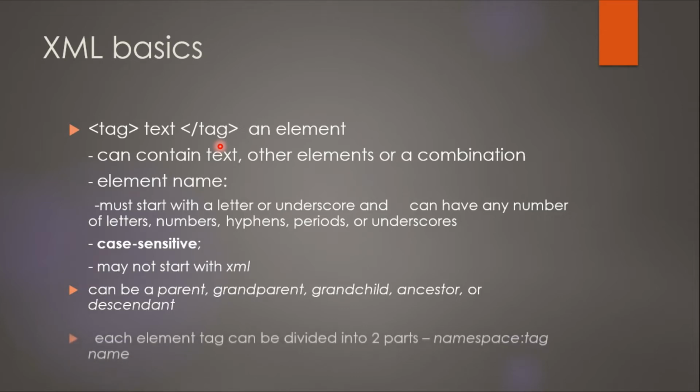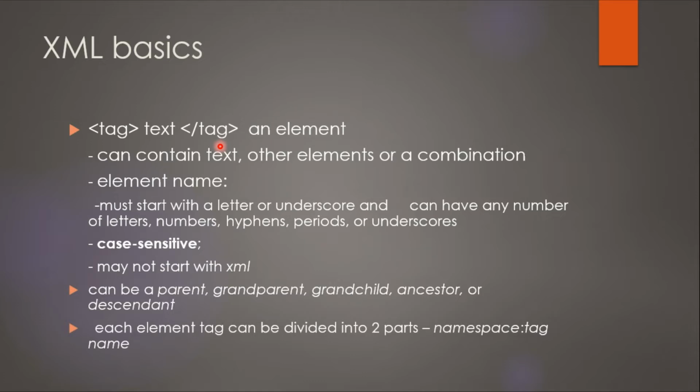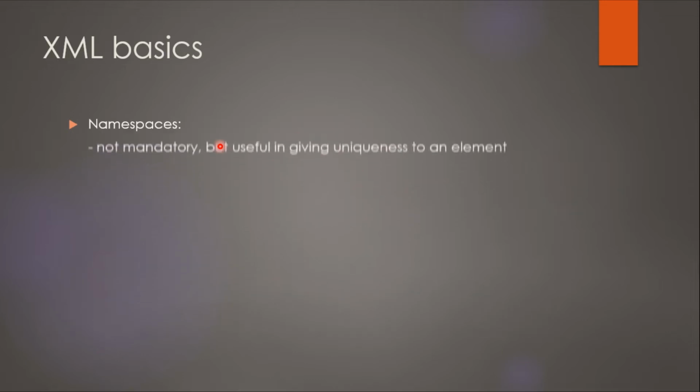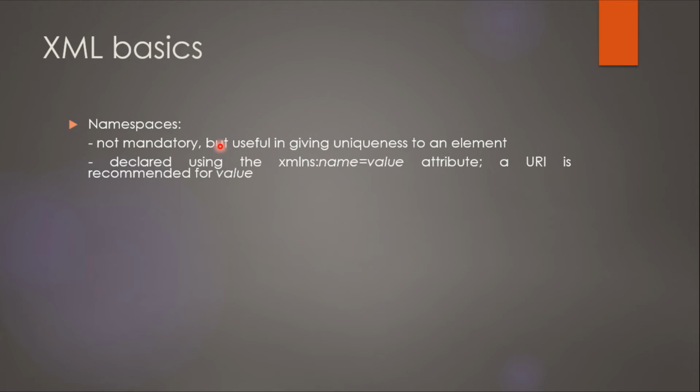Each element tag can be divided into two parts. The first one is the namespace and the second one is the name. Now what is the namespace? The namespace is defined by the xmlns attribute of the start tag of an element. It is not mandatory but useful in giving uniqueness to the elements, declared using xmlns:name equal to value attribute. A URL is recommended as a value, and it can be an attribute of any element.